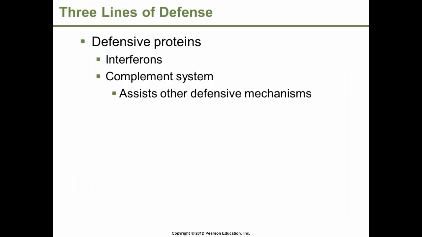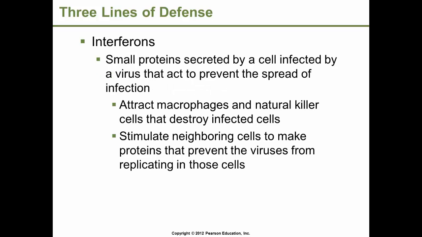Defensive proteins include interferons and the complement system. The complement system is a series of multiple proteins that assist other defense mechanisms of the body. Interferons are small proteins secreted by a cell that's been infected by a virus. These interferons help to prevent the spread of the infection. So interferons slow viral replication.